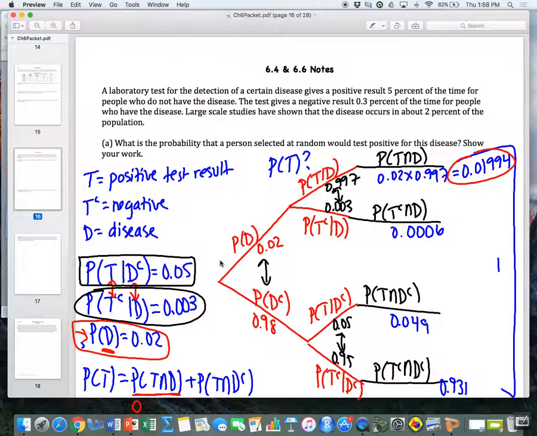So that's going to be 0.01994. And then testing positive and not having the disease is 0.049. What do you get when you add them? 0.06894, so 0.0689. So for this test, the probability that you test positive is 0.0689.